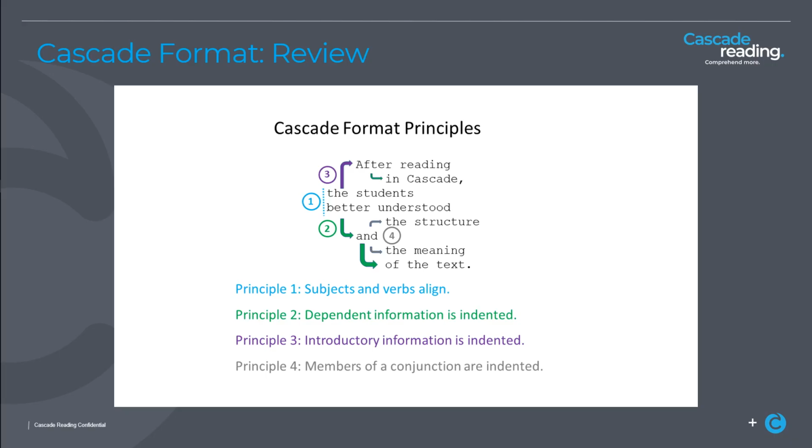Principle two is that dependent information is indented. Dependent information refers to any information that describes something else in the sentence. For example, in Cascade describes the action of reading, and so is indented. And the entire direct object, the structure and the meaning of text, describes what is being understood, and so it appears indented underneath understood. And notice that of the text describes the structure and the meaning. The structure and meaning of what? Of the text. And so this information is indented underneath that as well.